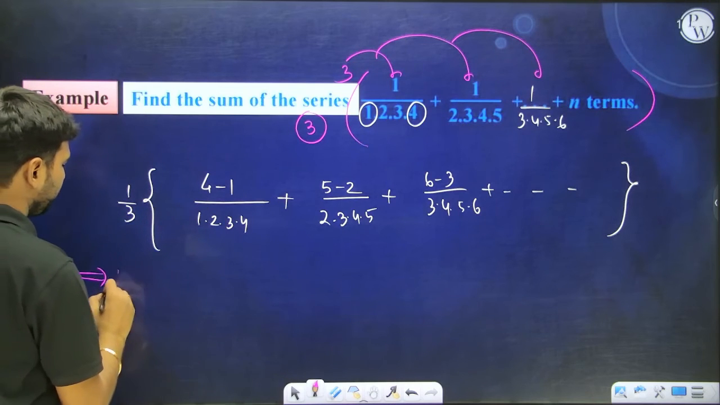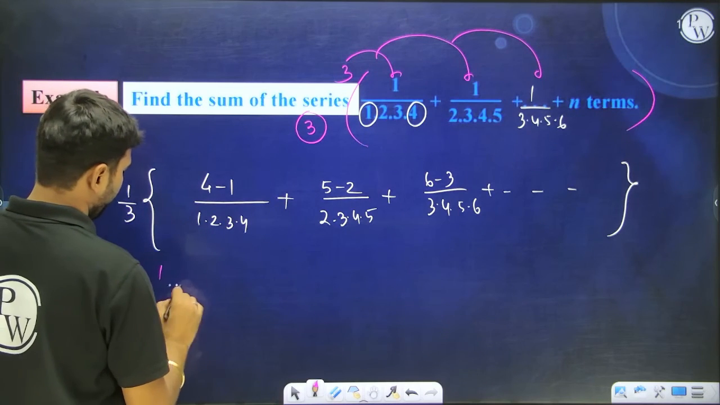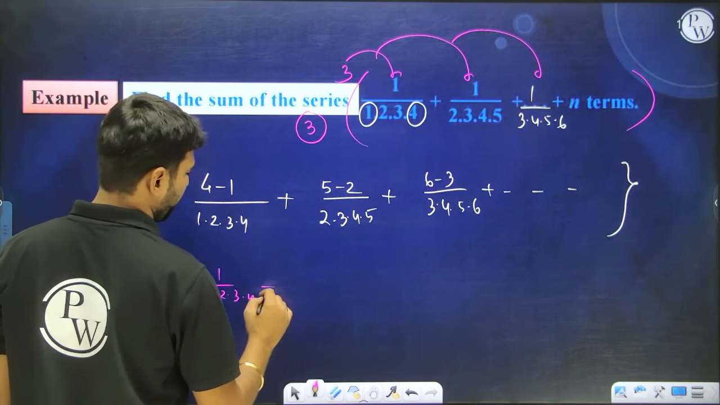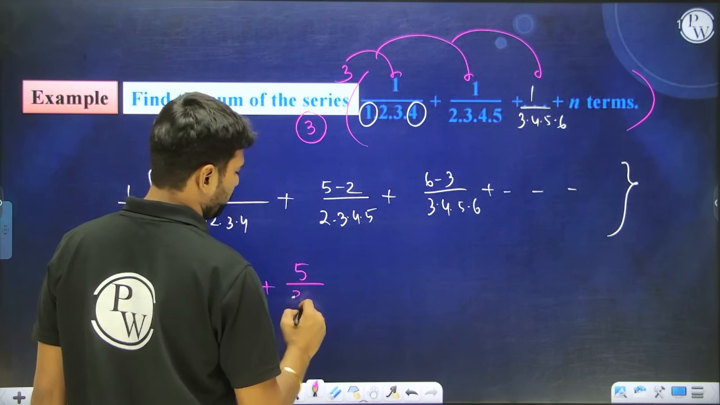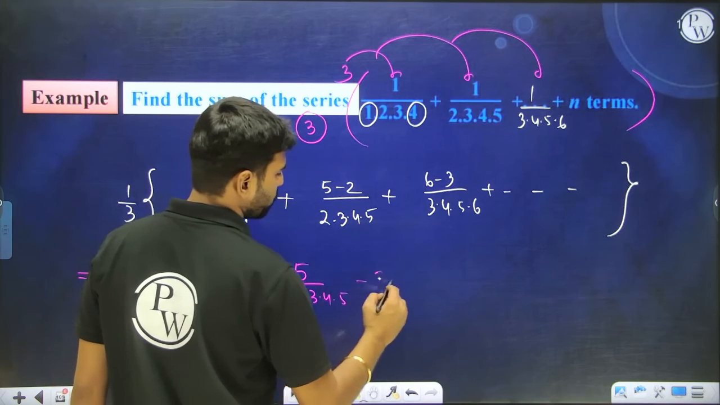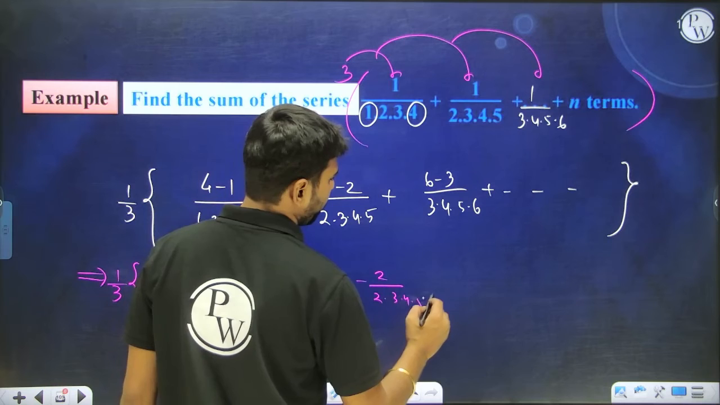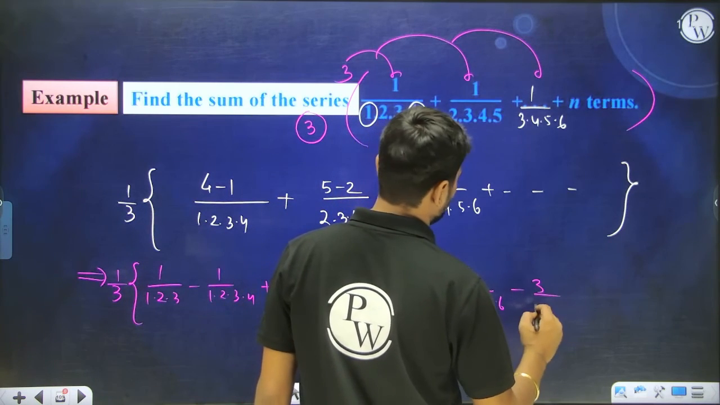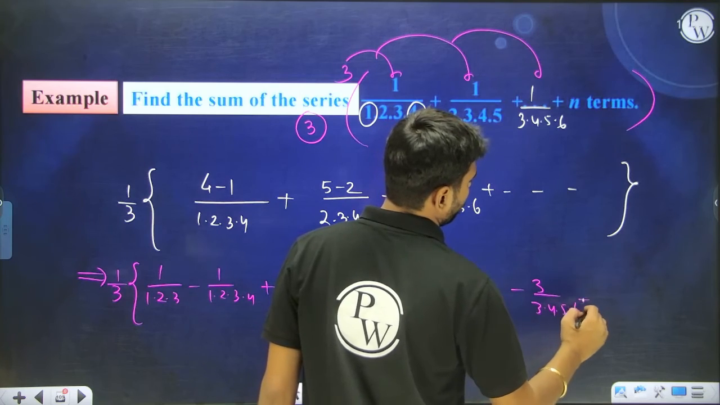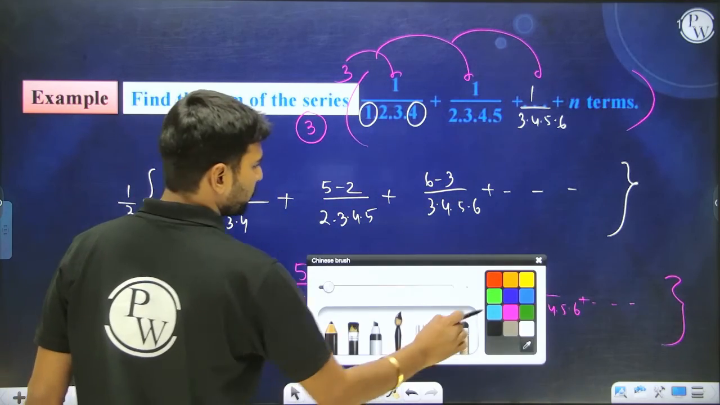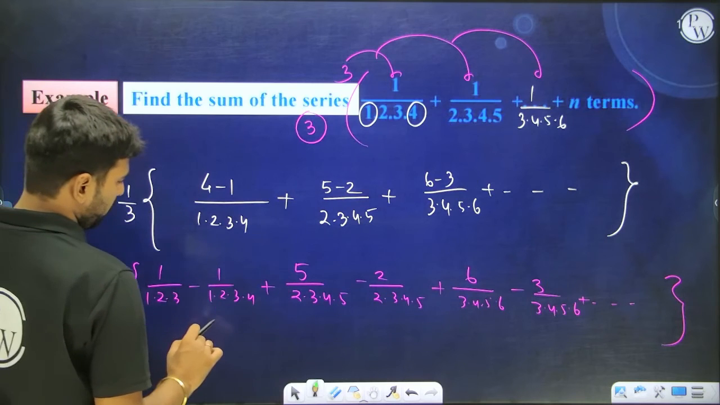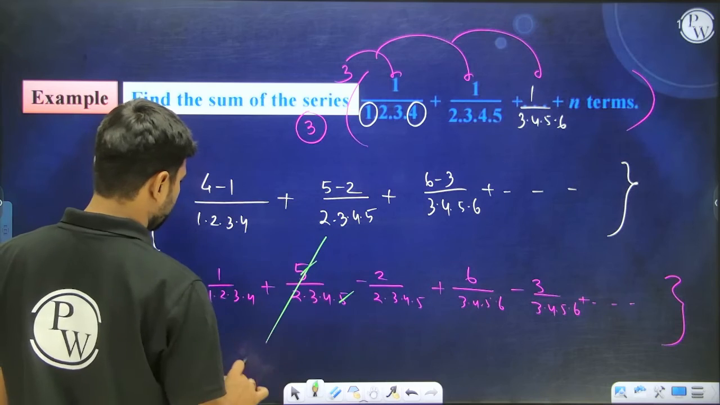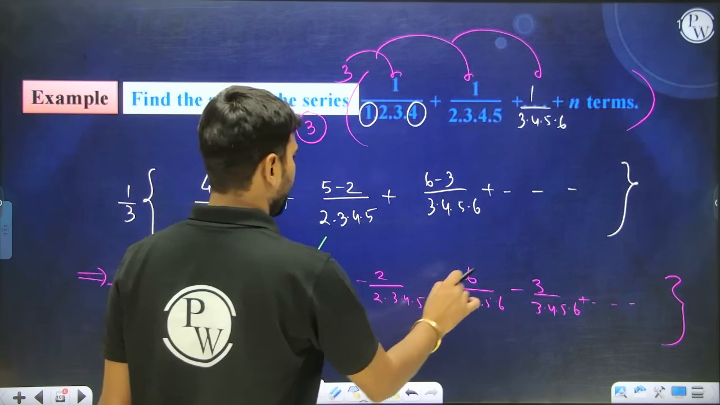Nothing else. So 1 by 3 times of 1 by 1 into 2 into 3 minus 1 upon 1 into 2 into 3 into 4 plus 5 upon 2 into 3 into 4 into 5 minus 2 upon 2 into 3 into 4 into 5 plus 6 upon 3 into 4 into 5 into 6 minus 3 upon 3 into 4 into 5 into 6 and so on will happen. So over here a few of the terms will be cancelled. Look, this and this goes away, this and this is cancelled.